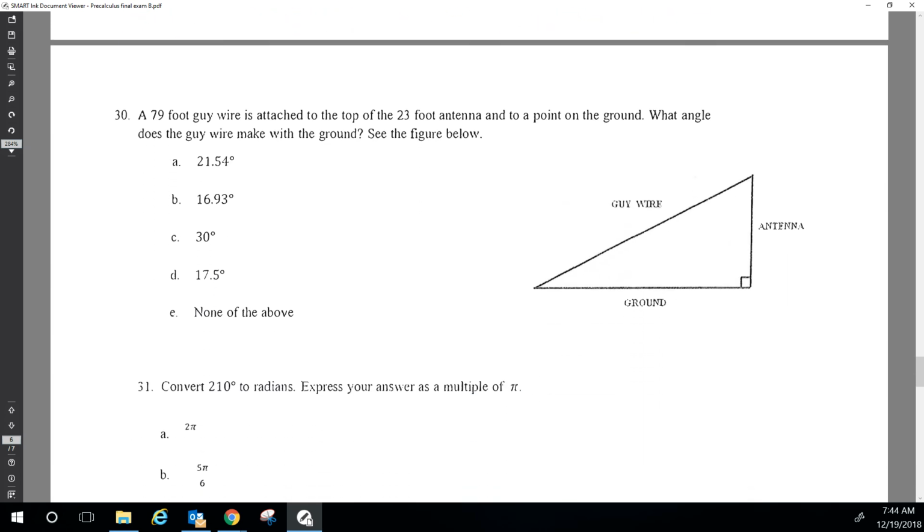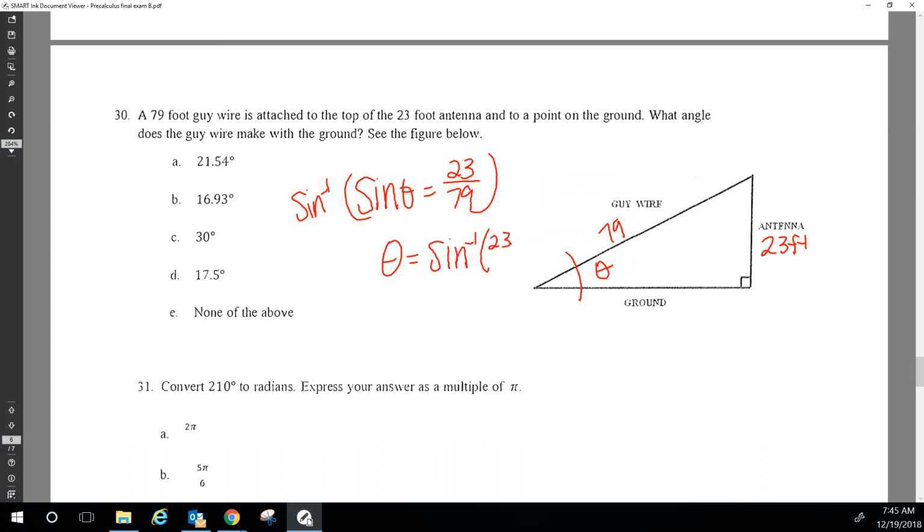All right, for number 30, a 79-foot guy wire is attached to the top of a 23-foot antenna and to a point on the ground. So we know the guy wire is 79 feet, and the antenna is 23 feet. What angle does the guy wire make with the ground? We're looking for this angle here. Since I have opposite and hypotenuse, I'm going to use sine theta equals 23 feet divided by 79 feet. To get theta out of there, I take the sine inverse, because the sine inverse of sine theta gives just theta. On the other side, I have sine inverse of 23 over 79.